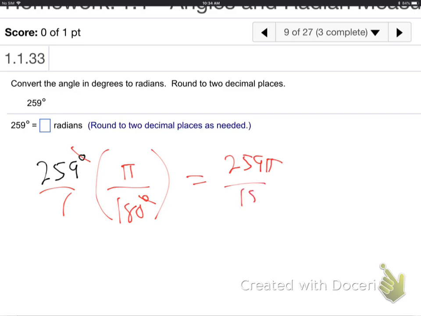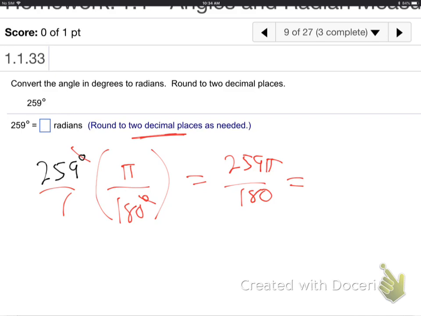259 pi over 180. Now, this one, notice they want decimal. So take your calculator, take 259 times pi, I'll do mine as well, divide by 180. And you're going to have to use the pi button. You'll have a pi button on your calculator somewhere. Find that, use that, because I know you're probably thinking, can't I just do 3.14, because pi is 3.14? No, it's close to 3.14, but there's more to it than that. So you need more accuracy than that. So you have to use the actual pi button.